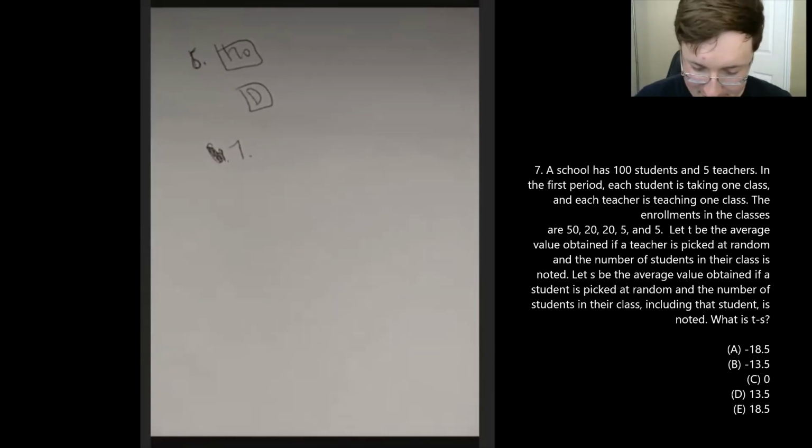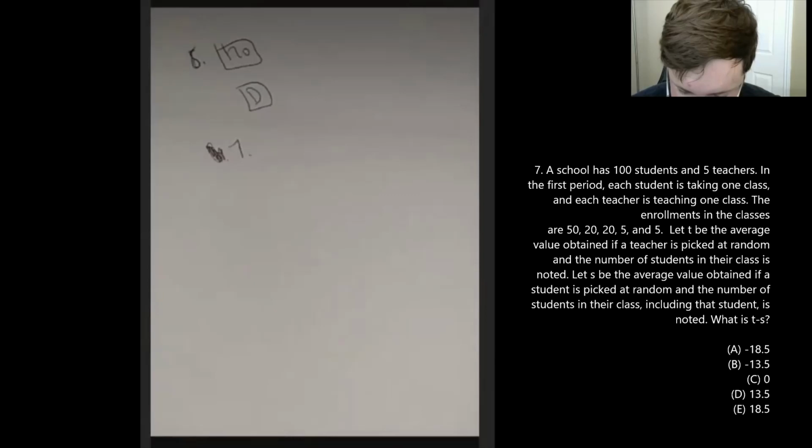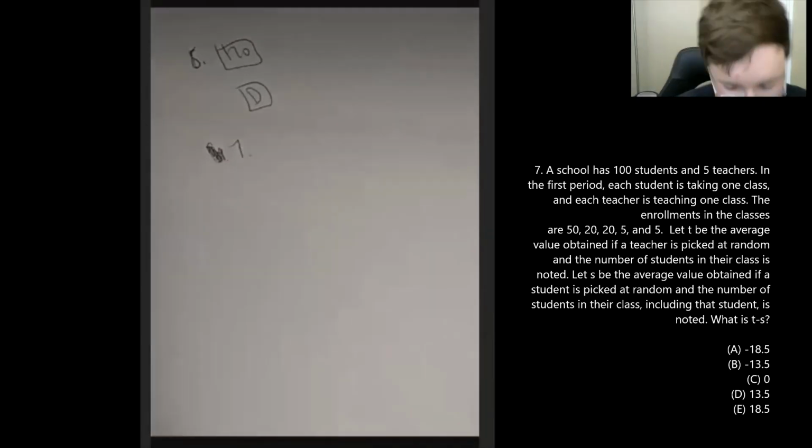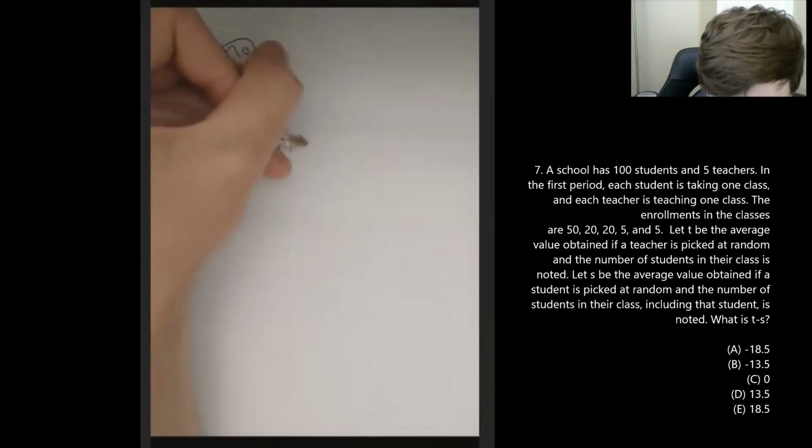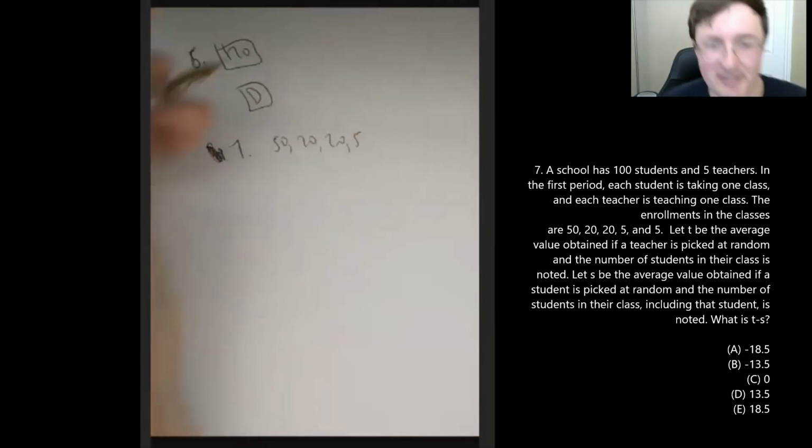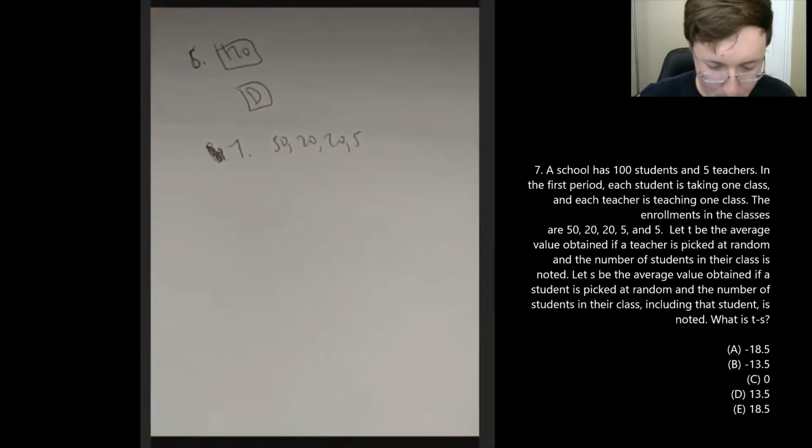Number 7, 100 students and 5 teachers. In the first period, each student is taking one class, and each teacher is teaching one class. Let T be the average value obtained if a teacher is picked at random and the number of students in the class is noted. S be the average value obtained if a student is picked at random and the number of students in their class, including that student, is noted. Okay, so we've got 50, 20, 25, 5.